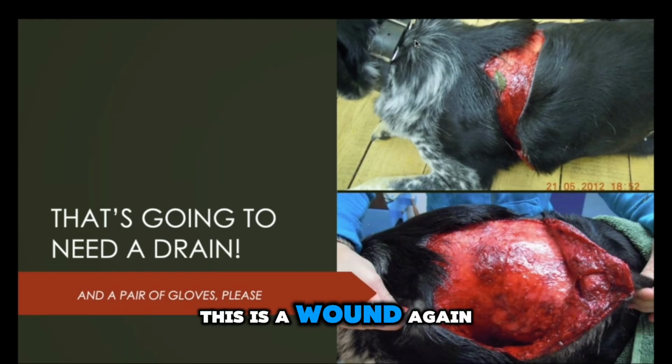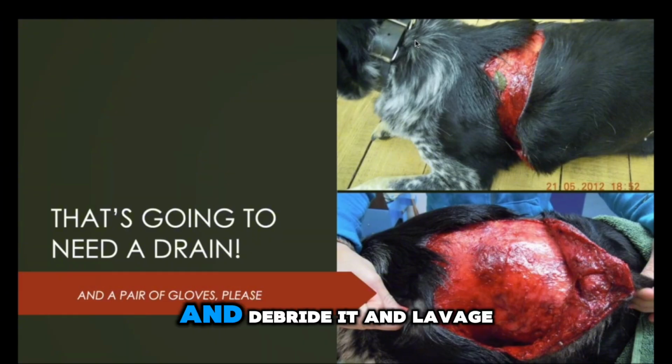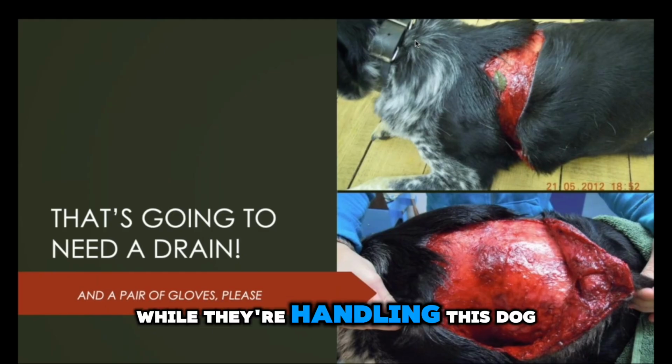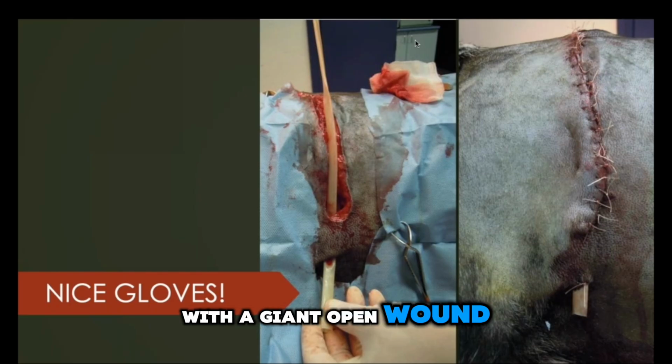Yeah, I mean, this is a wound again. It's another bad skin avulsion case. After we get the leaves and the flowers and the dirt out of this and we clean it up and debride it and lavage it, there's a lot of dead space there. It's a massive amount of dead space created by the skin avulsion. We're going to use a drain here as long as this person puts on a pair of gloves while they're handling this dog with a giant open wound.